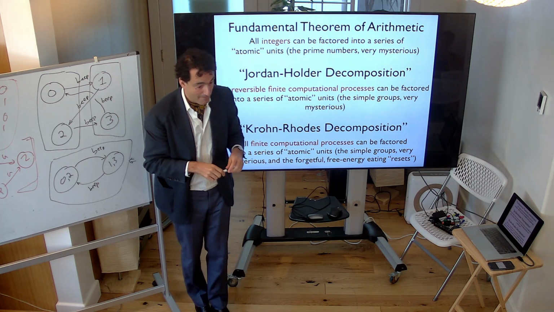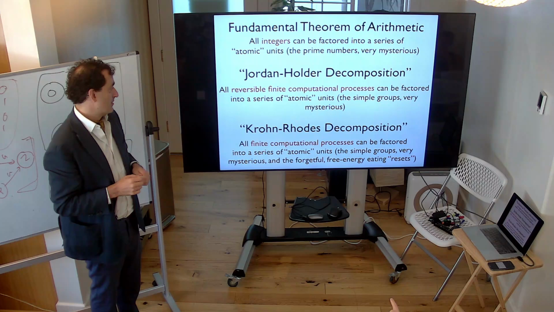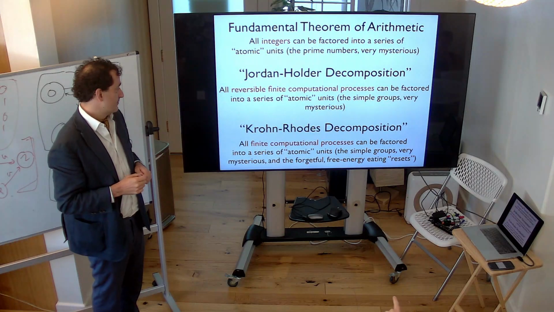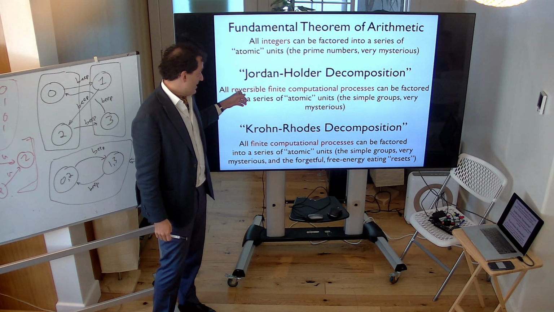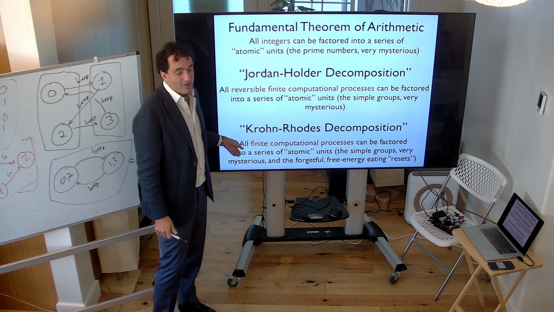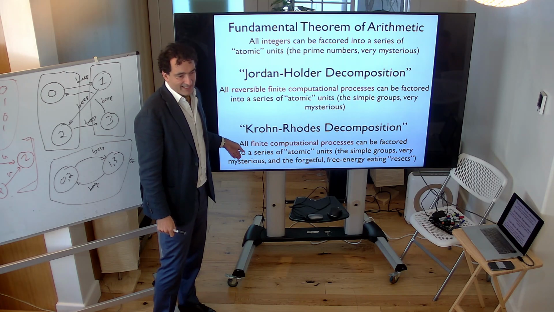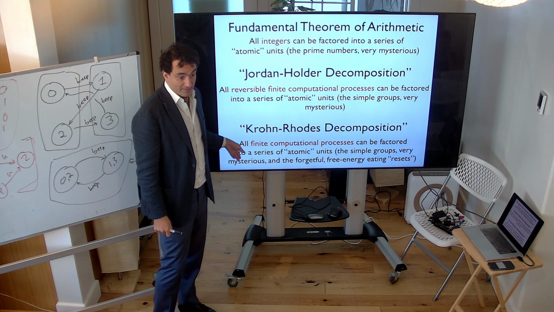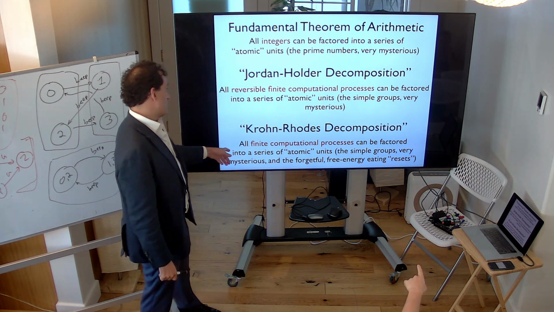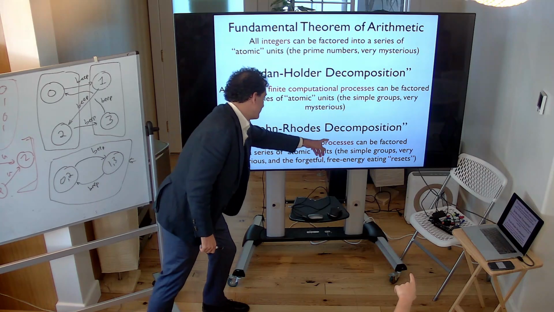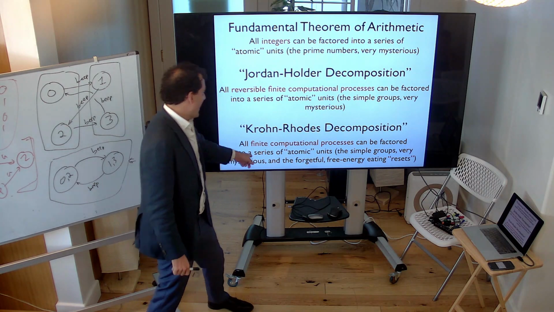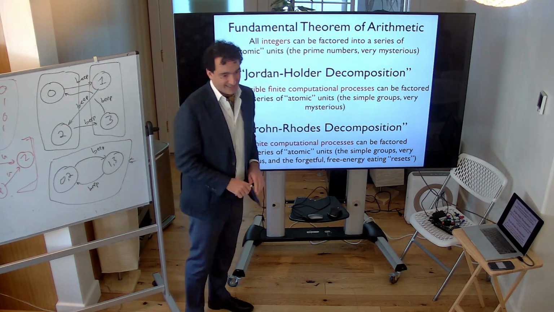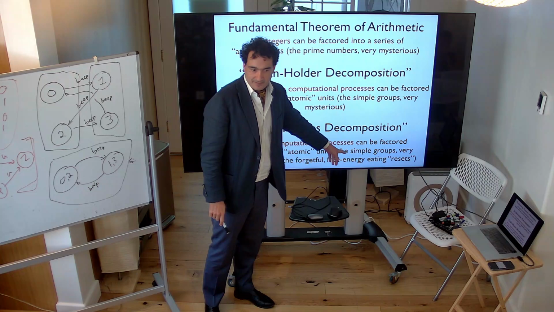Yes, question, Quinn? Verbally you said semigroups, but then on the slide and just now you said groups. Yeah, so if it's reversible, it's a group. But if there are moves in your system, like say there's a reset button, now that finite state machine can no longer be represented as a group. It says the simple groups. Yep. So all finite computational processes can be factored into a series of atomic units: the simple groups, which come up very mysterious, and the forgetful, free-energy-eating resets. So that's the decomposition. Okay.